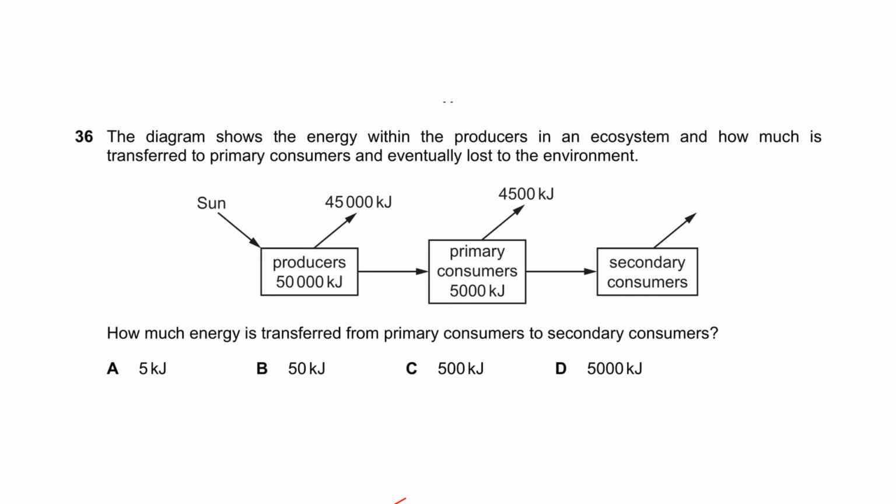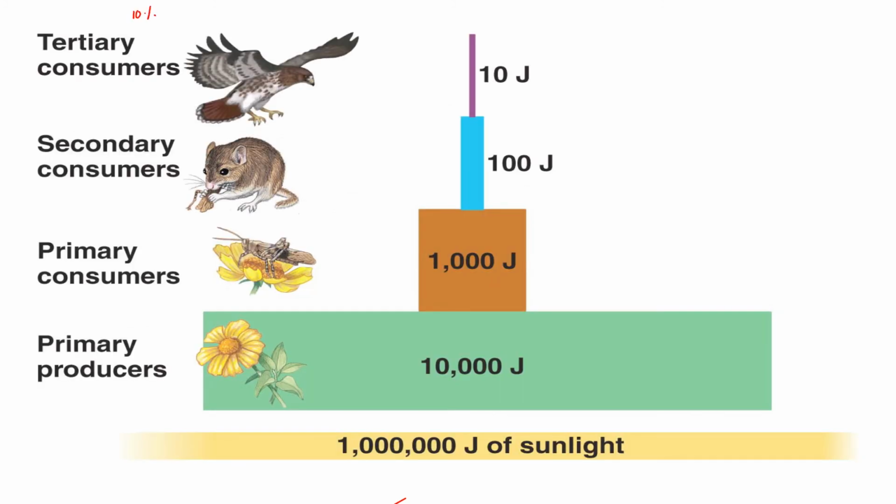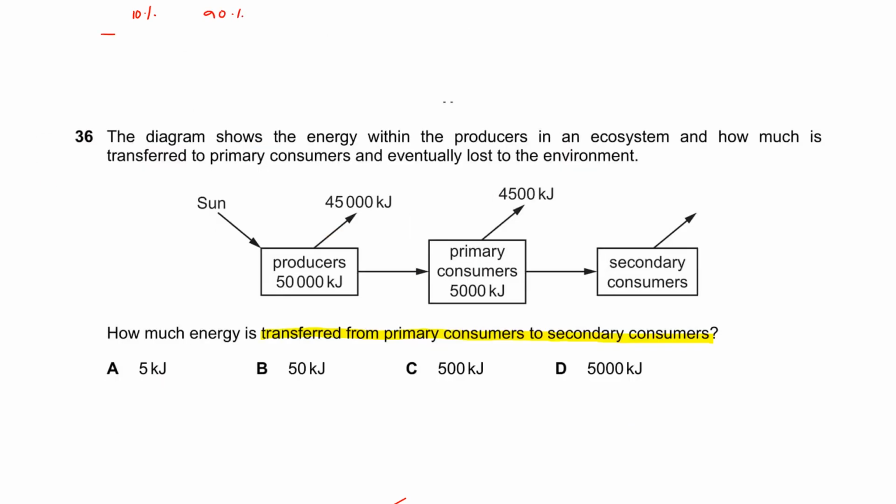Question 36 says, the diagram shows the energy within the producers in an ecosystem and how much is transferred to primary consumers and eventually lost to the environment. How much energy is transferred from primary consumers to secondary consumers? So in this question, there's two ways to do it. The first way is the 10% passed, 90% lost method, in which you look at how much it has, and you know that only 10% is passed from one trophic level to the next. So 10% of 5,000 gives you 500, so the answer is C.